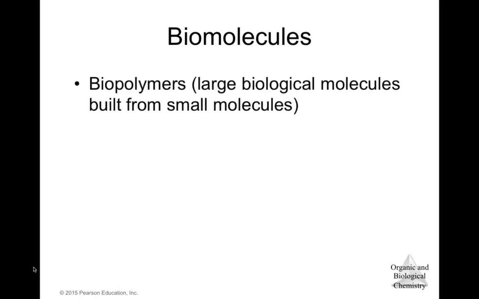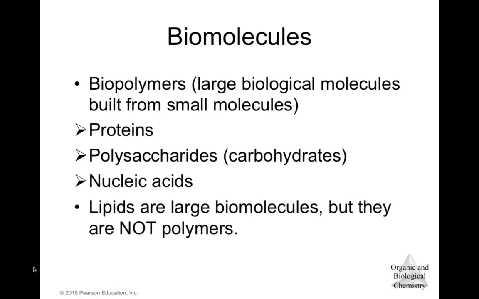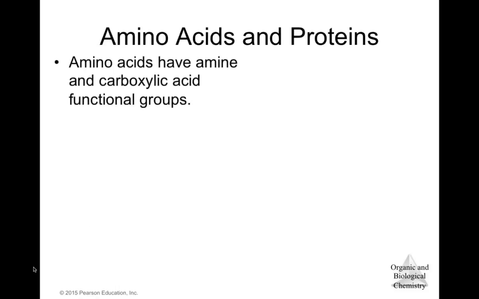First of all, biopolymers are large biological molecules built from small molecules. Some examples of these biopolymers are the proteins, the polysaccharides or carbohydrates, and the nucleic acids. The lipids are large biomolecules, but they are not polymers. So let's start with the amino acids and the proteins. Amino acids have amine and carboxylic acid functional groups. They have both in the same molecule.